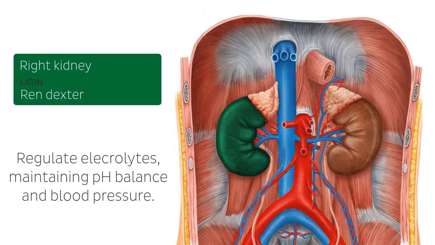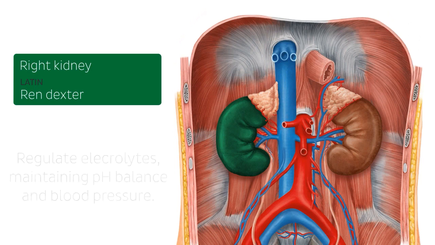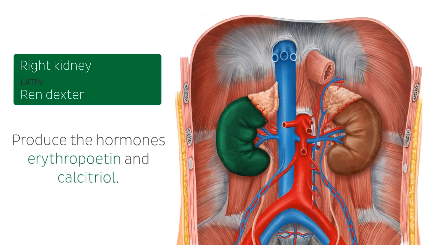Among their many functions, the kidneys also produce the hormones known as erythropoietin and calcitriol, and an important enzyme known as renin, which is vital for maintaining blood pressure. Now, the kidneys are located, as you can clearly see here on this image, on the posterior wall of the abdomen in what we call the retroperitoneal space. Also important to note that the right kidney is located slightly lower than the left kidney due to the position of your liver in the abdominal cavity.